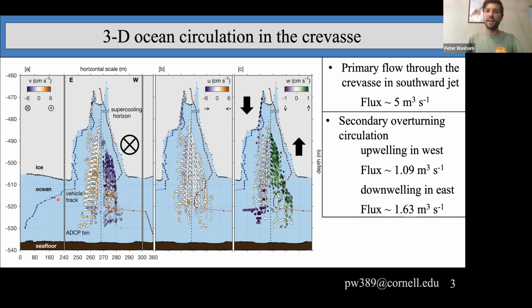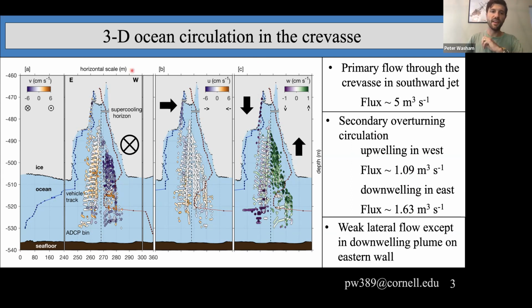and I'll show the hydrographic data from that. And so if you take an average of the water moving up and down on either side of the crevasse, they roughly balance one another. That's an area flux. If you convert that into a volume flux, you see that you're moving about 5 times the amount of water through the crevasse in this jet than you are circulating up and down within the crevasse. And then again, there's just this weak lateral flow associated with the sinking plume as it sweeps away from the wall.